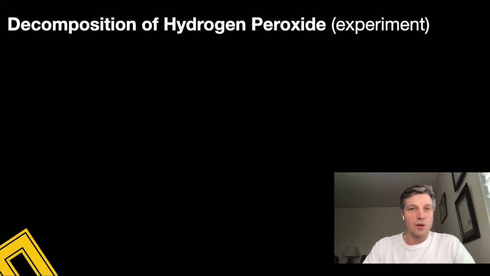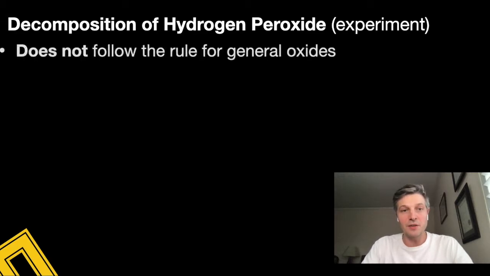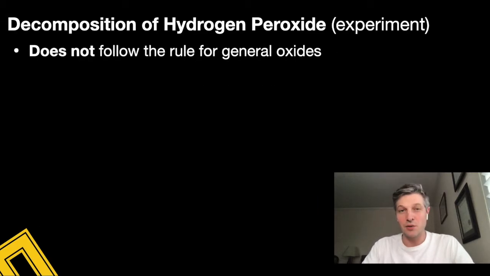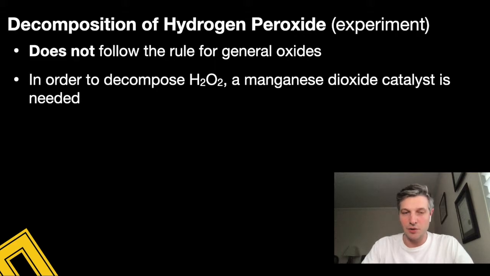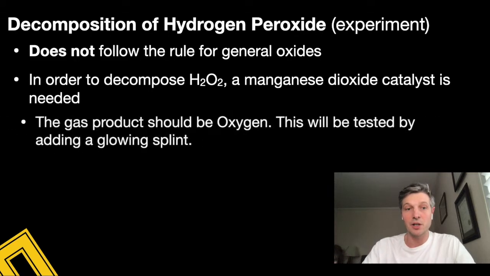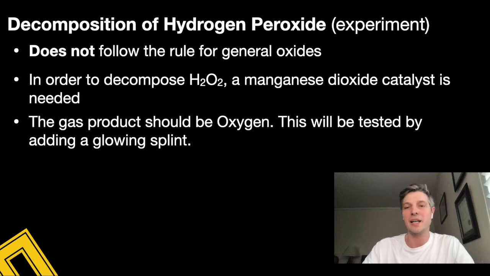Now we're going to look at another quick experiment, the decomposition of hydrogen peroxide. Now this one doesn't follow the rule for general oxides. In order to decompose H2O2, we need to add a catalyst. We're putting it into the mix, but it's not actually going to be part of our equation as such in terms of that balancing nature. So the gas product should be oxygen, and we're going to test this by adding a glowing splint.